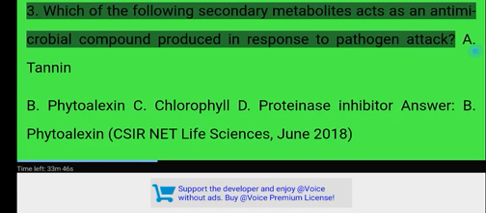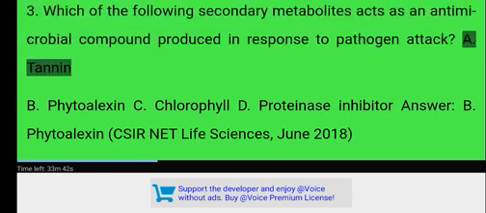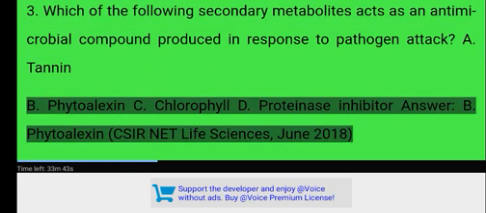3. Which of the following secondary metabolites acts as an antimicrobial compound produced in response to pathogen attack? A. Tannin. B. Phytoalexin. C. Chlorophyll. D. Proteinase inhibitor. Answer: B. Phytoalexin. CSIR NET Life Sciences, June 2018.